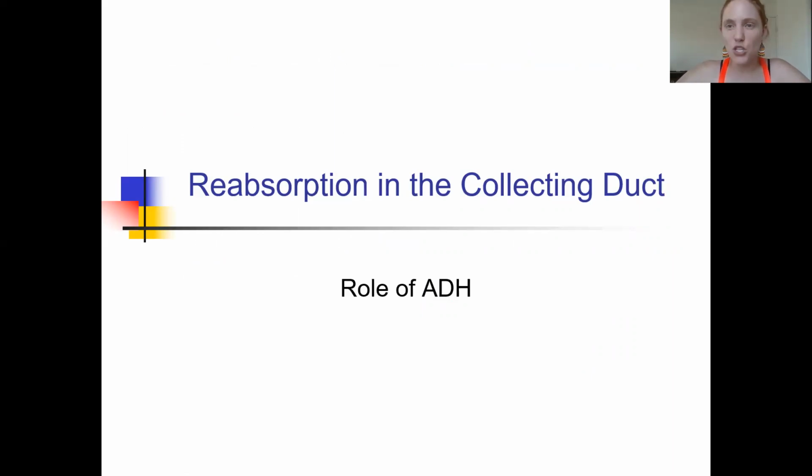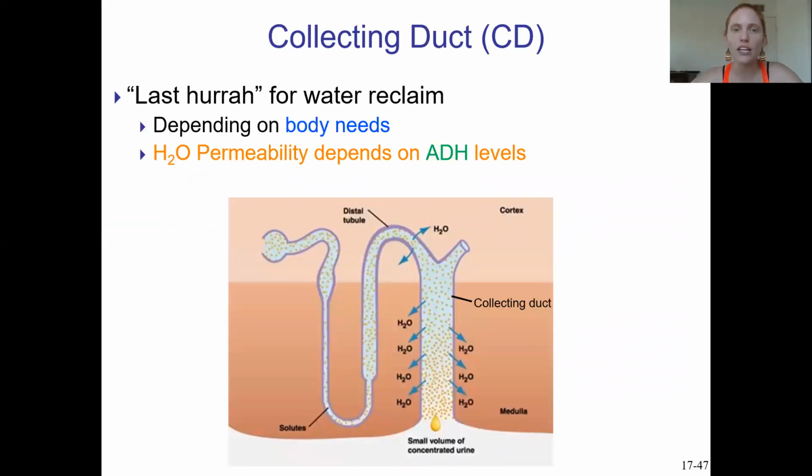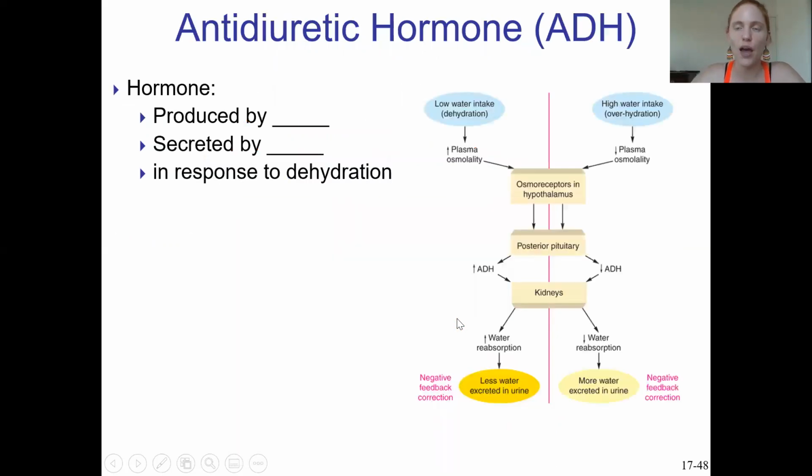And so when you are dehydrated, your body is going to secrete ADH, and it acts on the collecting duct. At this point, you've already reclaimed water through the proximal convoluted tubule, and through the countercurrent multiplier system. If you need additional water, you're very dehydrated, now you're going to claim extra water under the influence of ADH at the collecting duct. Okay, so let's talk about how that works.